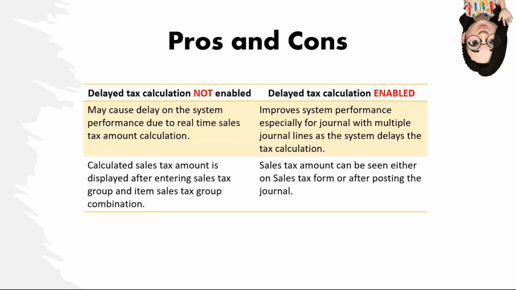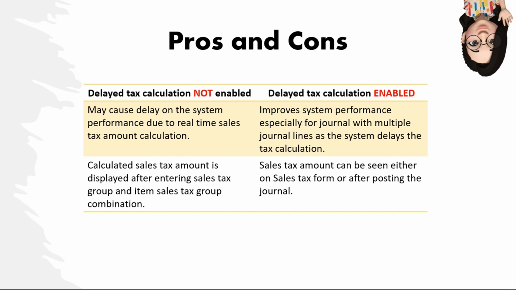Okay, so for the pros and cons, what if you do not enable the delayed tax calculation parameter, and what if you enable the delayed tax calculation parameter? Microsoft said if you enable the delayed tax calculation, it would improve the system performance, especially on multiple journal lines, which I think we have seen earlier as well. And if it is not enabled, then it might cause a delay because the system would need to calculate in real time the sales tax amount equivalent of that combination of your item sales tax group and sales tax group.